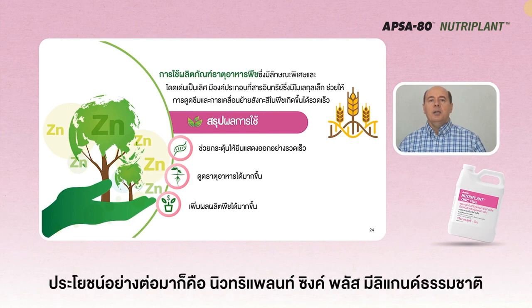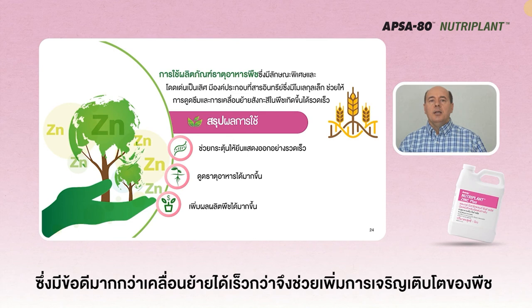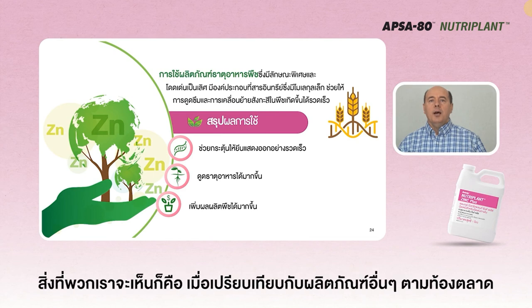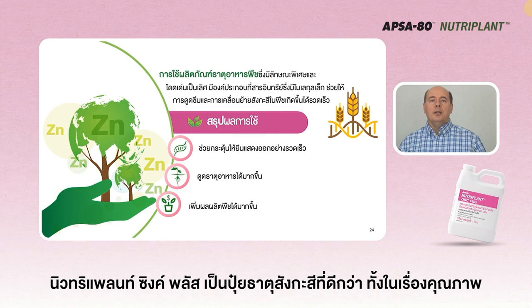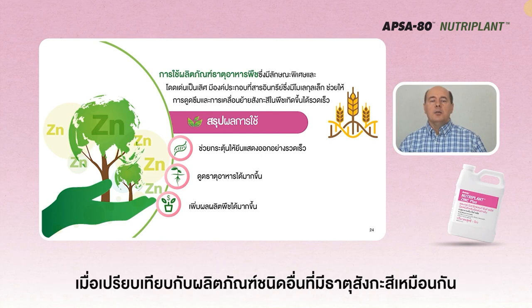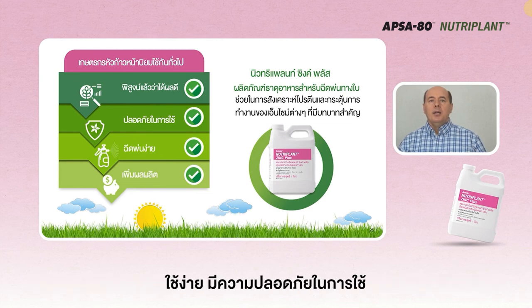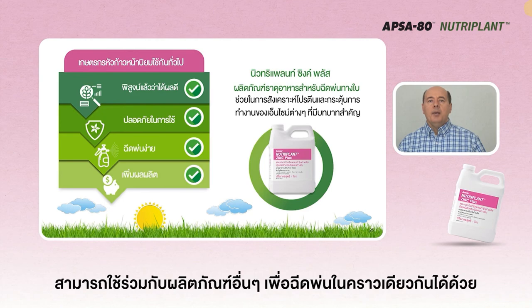Another benefit we see with the naturally chelated zinc is better and quicker nutrient uptake and utilization. What we saw compared to other products was higher performance and improved yield and quality, which includes higher zinc concentration in the grain. Overall, we have seen a great performance from application of NutriPlant Zinc Plus. It's very safe to apply, easy to apply, and can be applied along with other products at the same time.